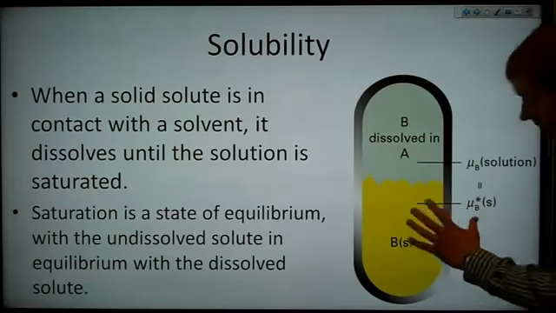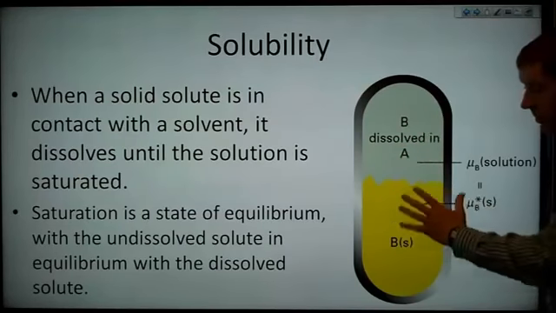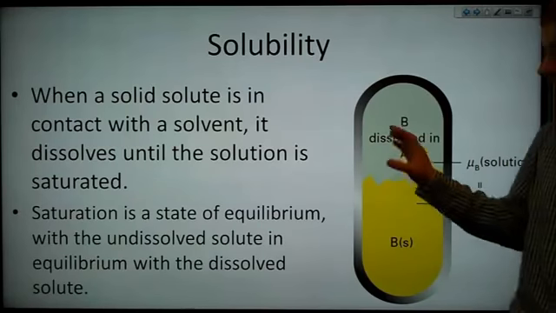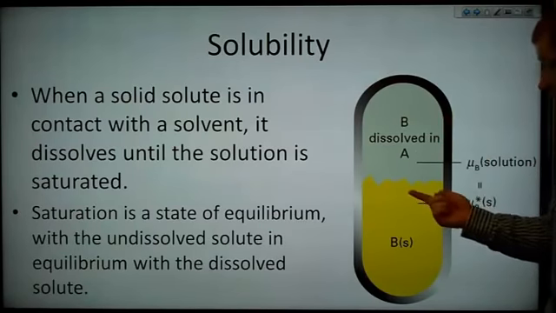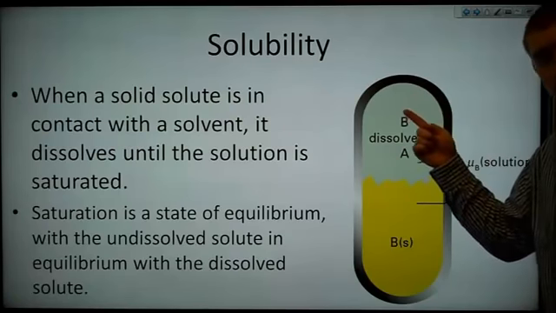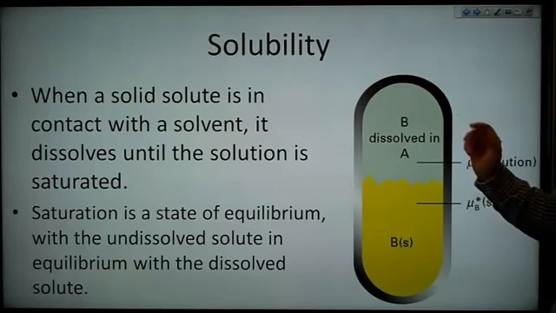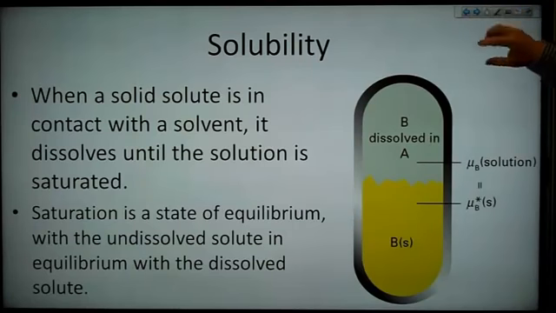So here we have some solid B in contact with some A, and some of the B migrates into solution until we saturate the solution. Okay? So saturation is a state of equilibrium, right? Because at that point we have some molecules of B going into the solution, and some molecules of B from the solution going back into the solid phase. This is a state of dynamic equilibrium. So here we have the undissolved solute in equilibrium with the dissolved solute, and that means that the chemical potentials of them must be the same.